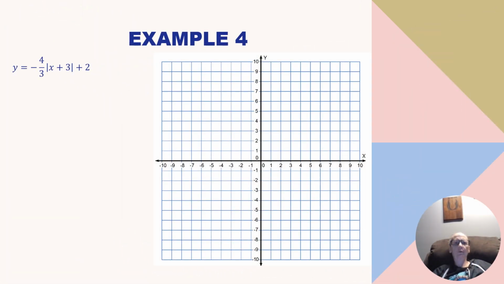All right, in example 4, we've got a lot going on. Let's just start like we normally start, which is finding the vertex. So the value that makes the absolute value 0 is -3, and the value sitting out on the back side here is +2. So my vertex is -3, +2. So up here.